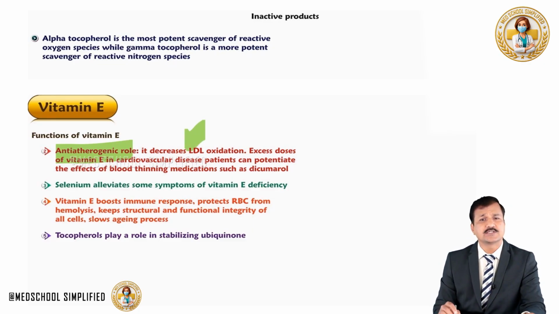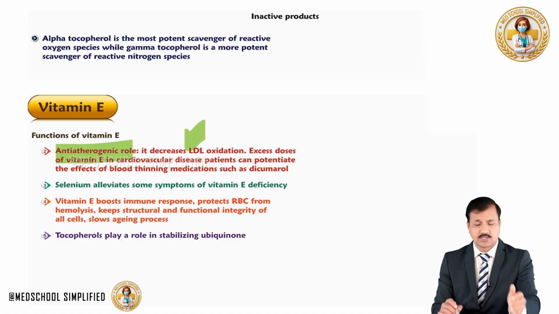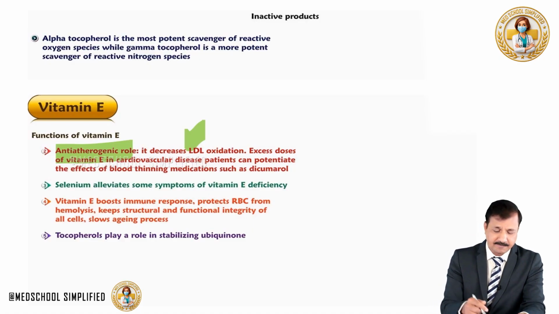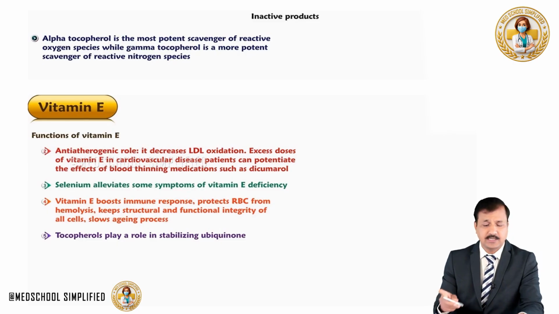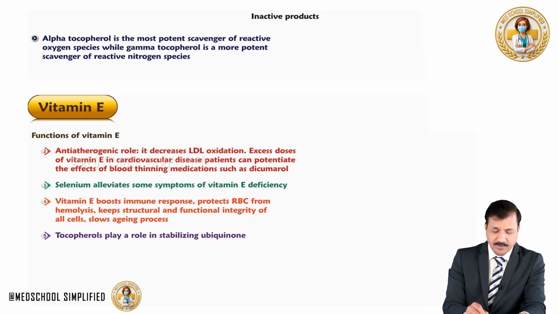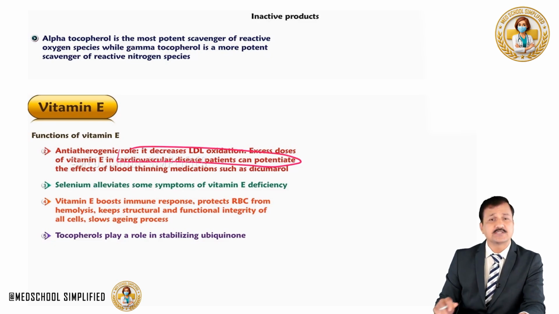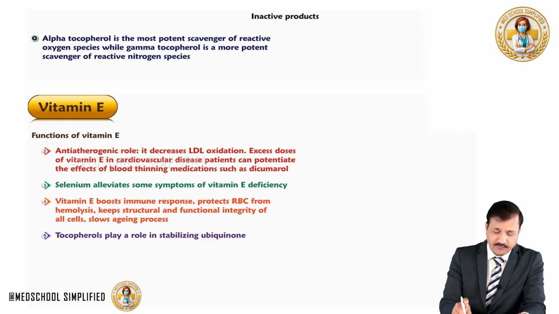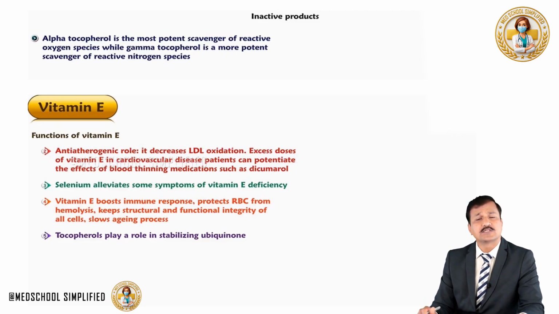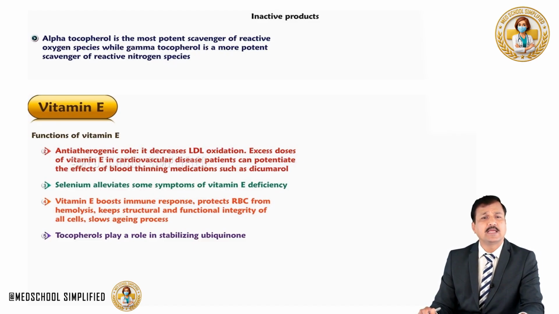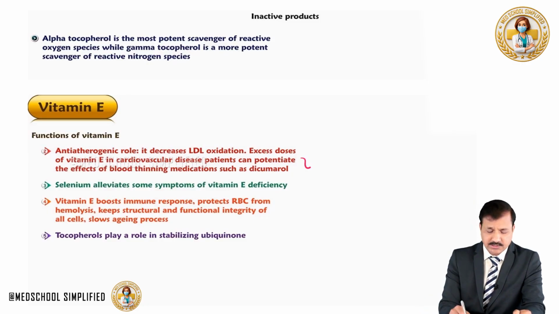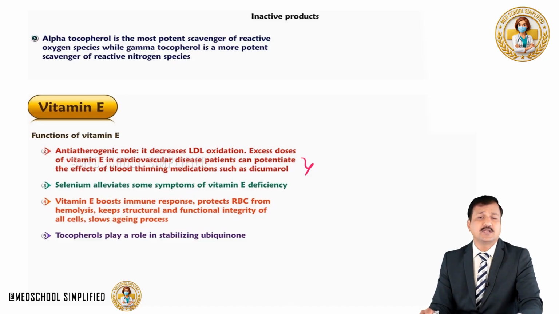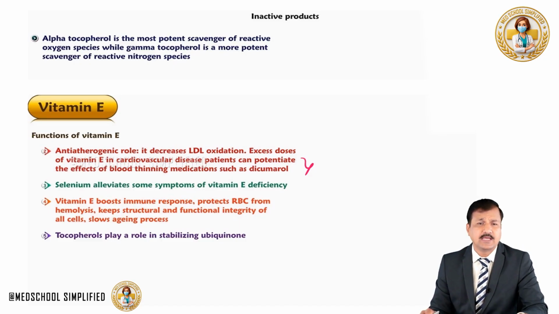Once the LDL oxidation is prevented, atherosclerosis can be taken care of, and that's where vitamin E comes in as prevention of cardiovascular diseases. The only thing that we need to be careful about here is supplementing excess vitamin E in cardiovascular disease patients. It can lead to potentiation of the blood thinning effects.